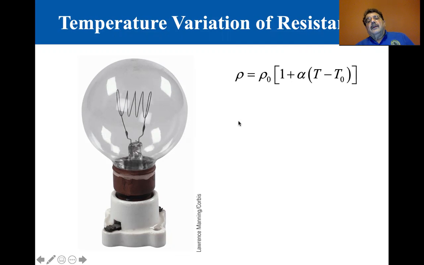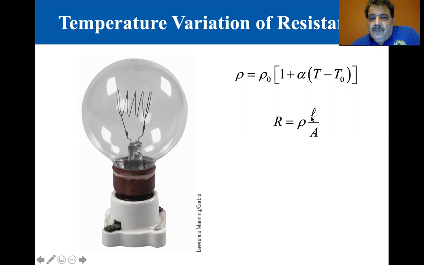The resistivity is equal to the resistivity at a reference temperature, the room temperature resistivity, times one plus alpha times the temperature difference. Now this is a delta T, so whether it's in Kelvin or Celsius doesn't matter, but it has to be in one of those, Celsius or Kelvin, because it's just a delta T. Most of the time it's Celsius, and you use it at 20 degrees.